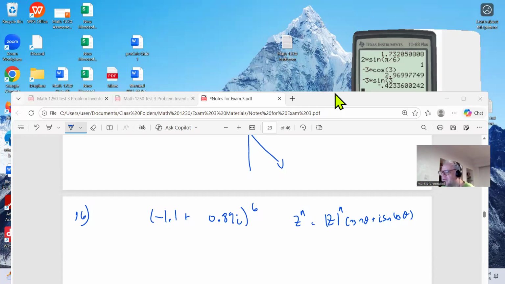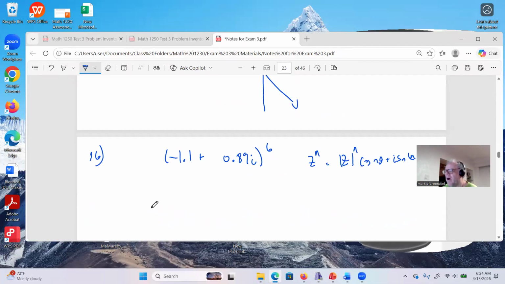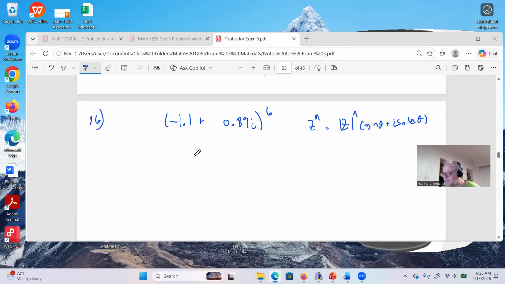Okay, welcome back to trigonometry. We are going to be working on some complex numbers here. So the idea is we want to take negative 1.1 plus 0.89i raised to the sixth power. All right. So you're going to be afforded the formula for De Moivre's law. Okay, so you're going to be given this. You don't have to memorize that formula.